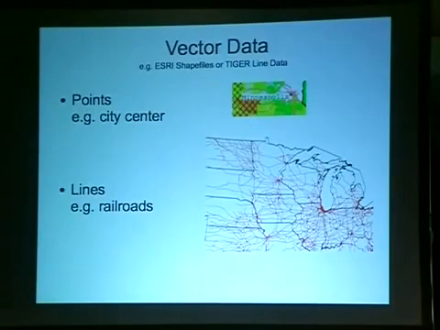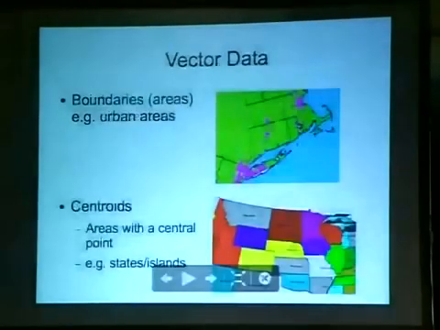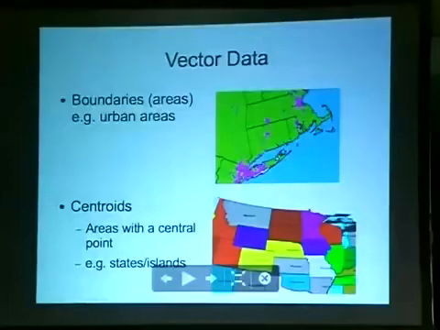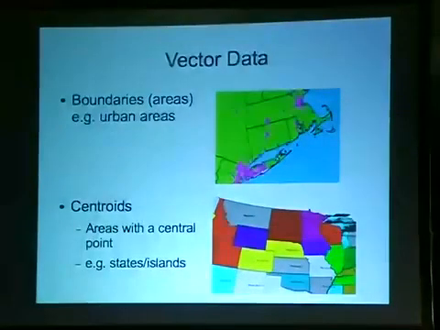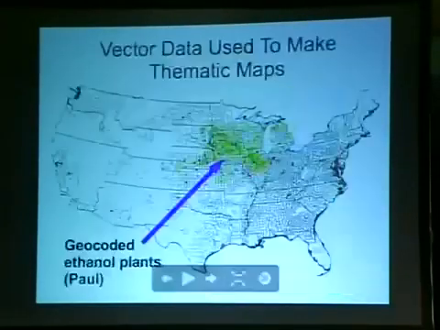So one of the most basic data types is a point. An example of that is a city center. Lines, like railroads and highways. Boundaries, here you see the pink are urban areas. And a centroid, which is an area that has a central point, such as a shape or an island.